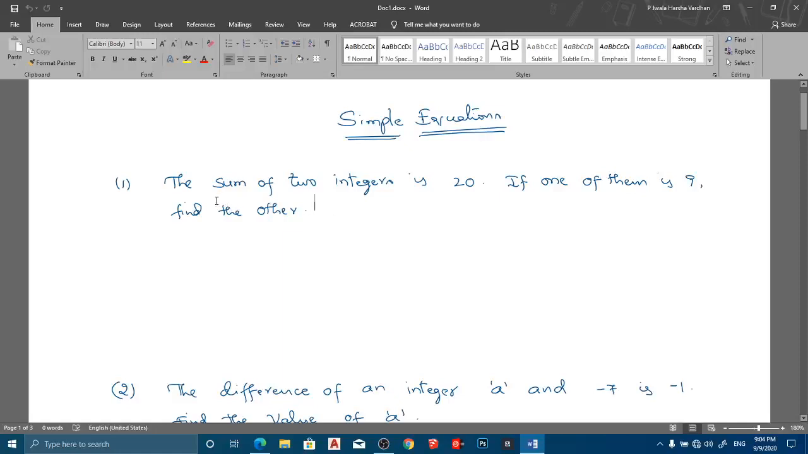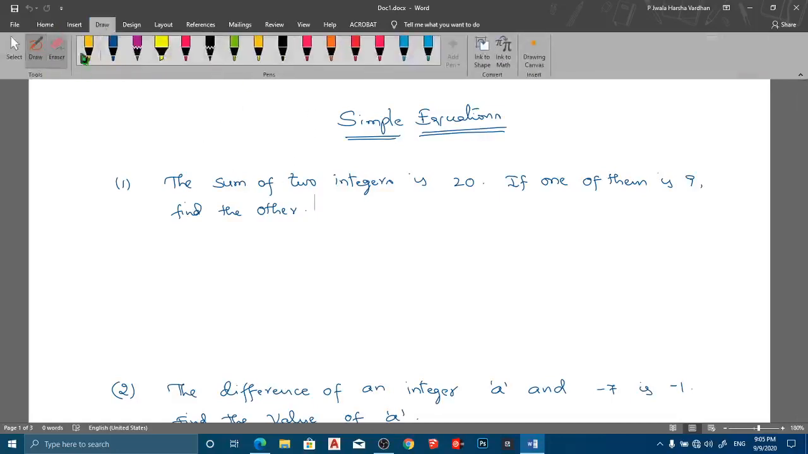You see, the sum of two integers is 20. If one of them is 9, find the other. These types of problems you may have faced in the integers chapter. Now I will explain how to solve these problems once again. You know how to solve them also. The sum of two integers is 20 is given. If one of them is 9, find the other. So one of the integers is given, another integer you have to find out. Means one unknown number you have to find.